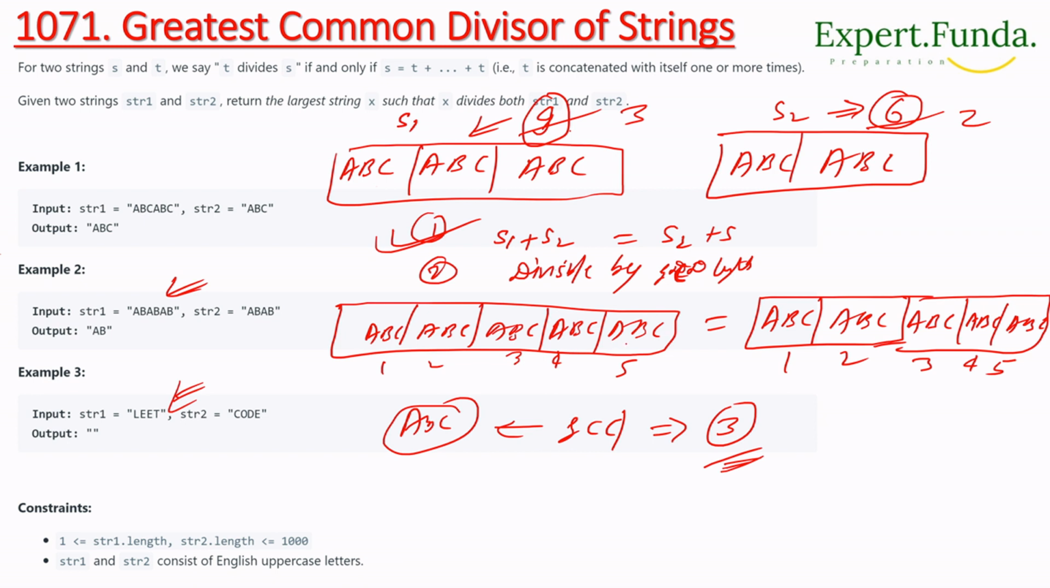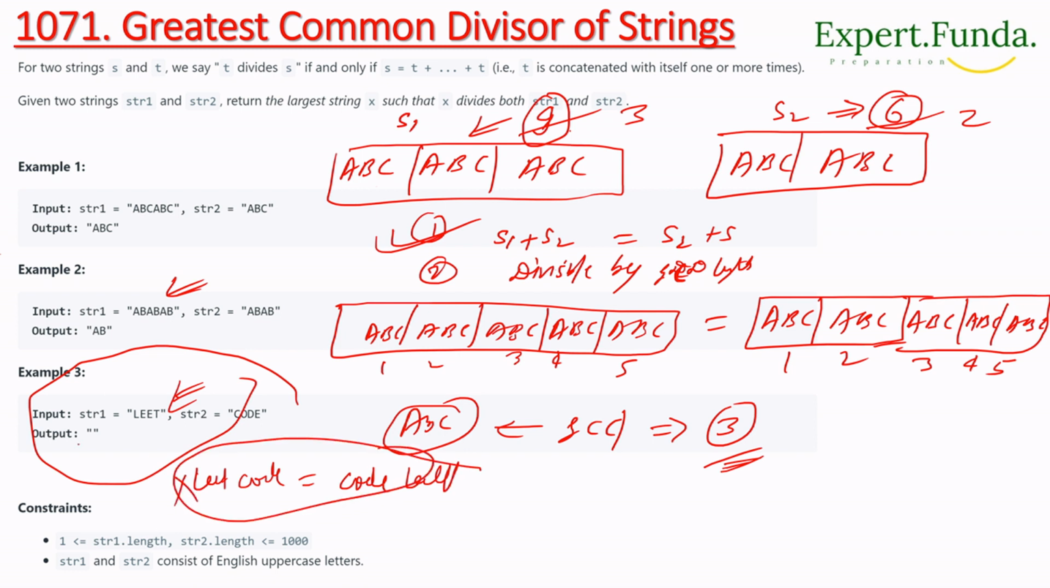And again, for this example, if we do s1 and s2, s1 we have leet and s2 we have code. Now we check s2 plus s1, what will come? Code leet, right? So this condition is not matching, so this example 3 is not divisible by any common divisor, and that is giving null. So we will return null, as you can see here, if we are not able to find the common divisor by applying this first rule, right?